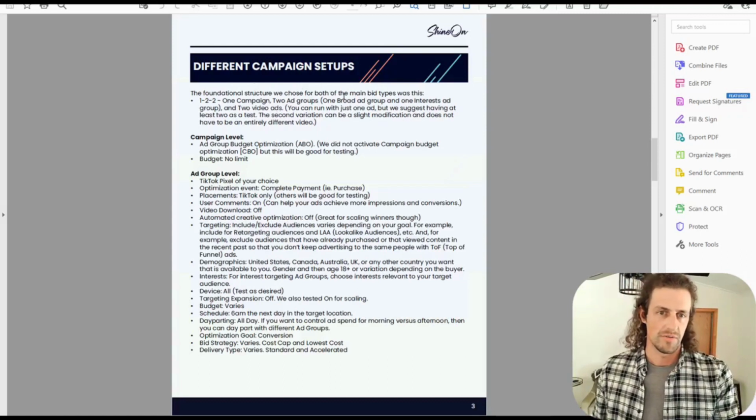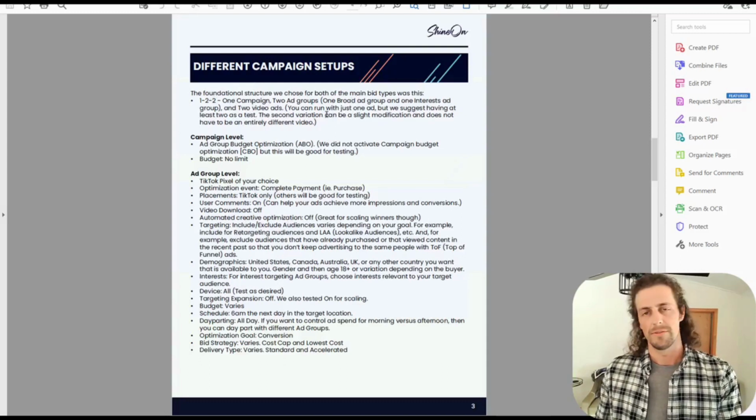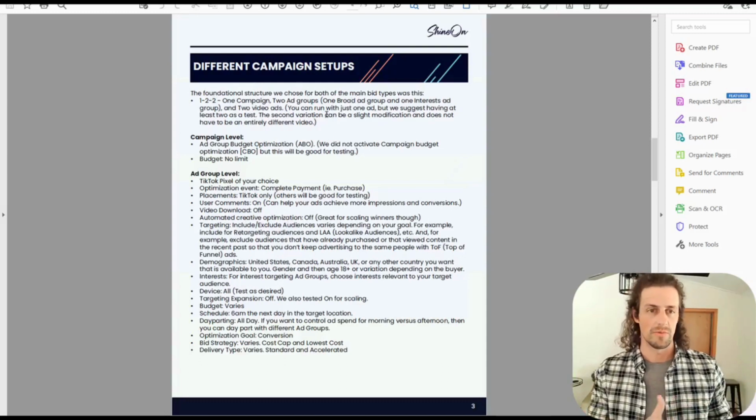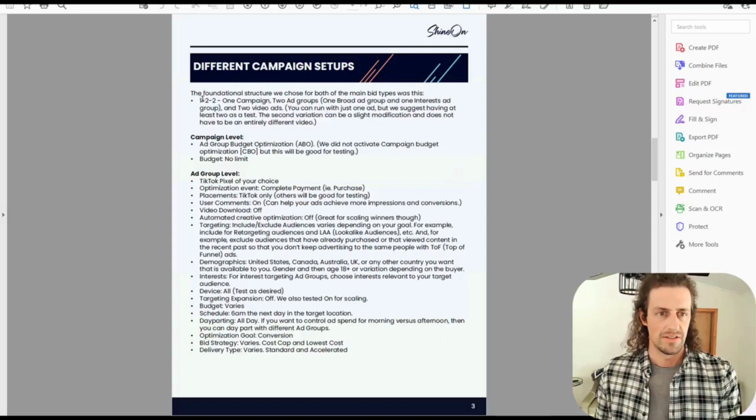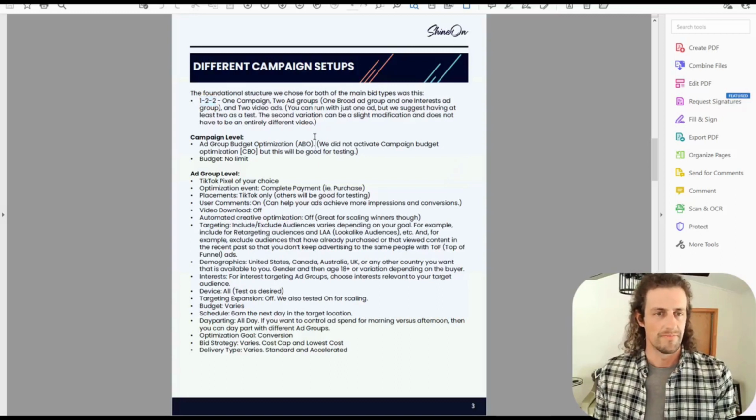So the foundational structure that we chose was 1-2-2. And for people that are coming from the Facebook realm, when we're talking about 1-1-1 or 1-2-2, we're talking about the campaign level, ad group level, and then ad level. So one campaign, 2 ad groups, and 2 ads per ad group.